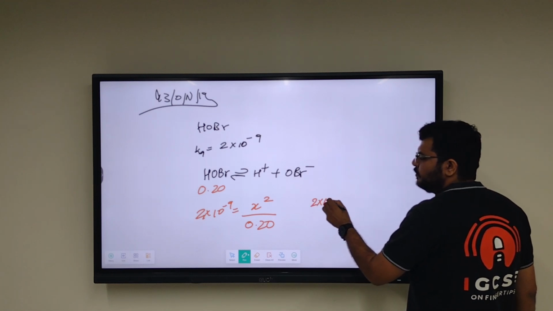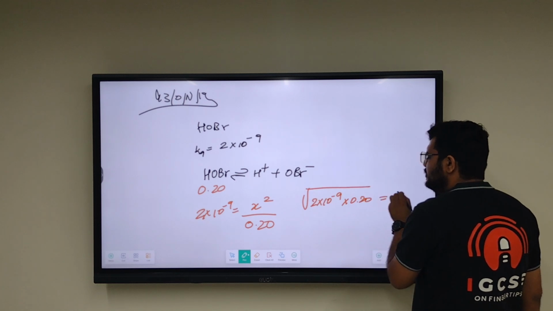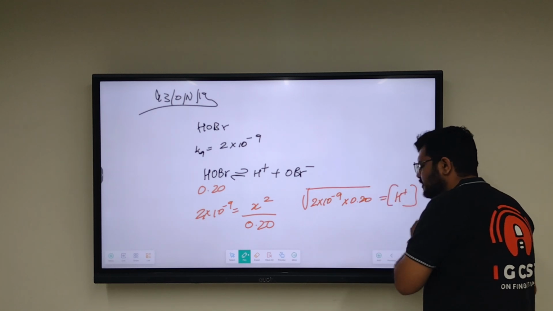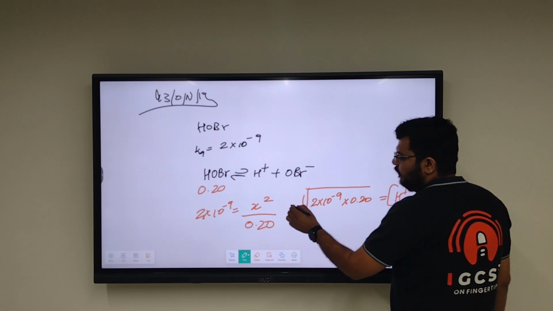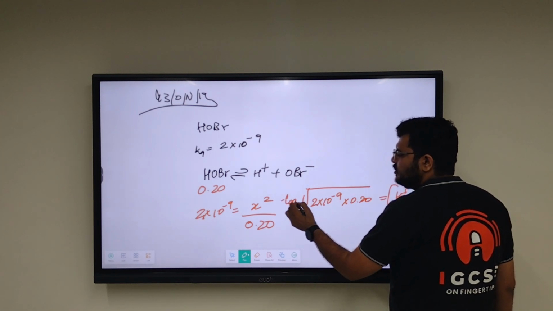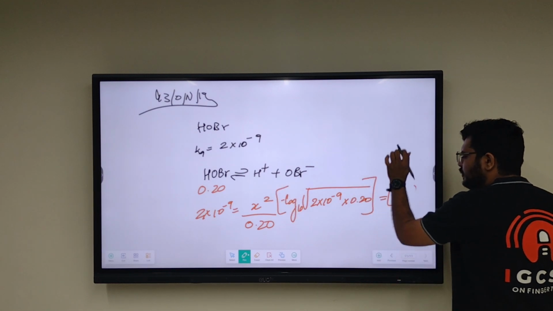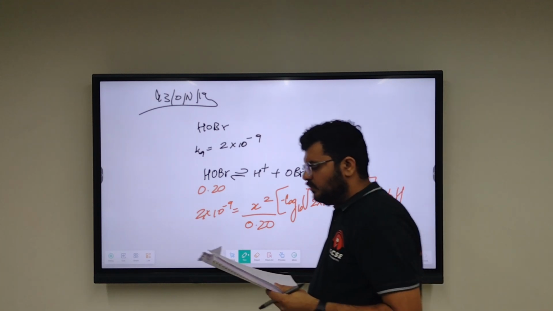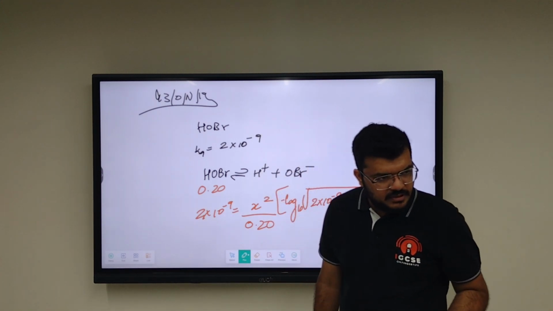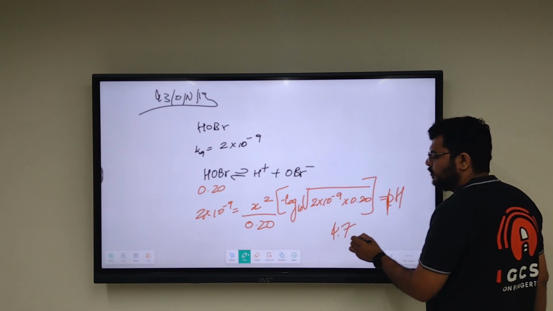So 2 into 10 to the power minus 9 multiplied by 0.20, square root, is the concentration of H plus. Correct? And if you just find the minus log to the base 10 of this, you actually have the pH. So pH, is this correct pH? Yes sir. Okay. So the correct pH is 4.7.